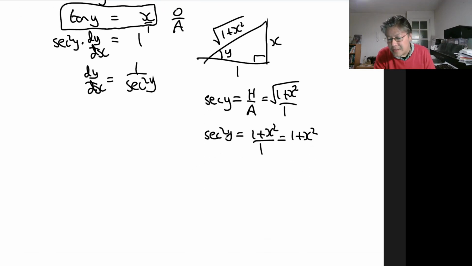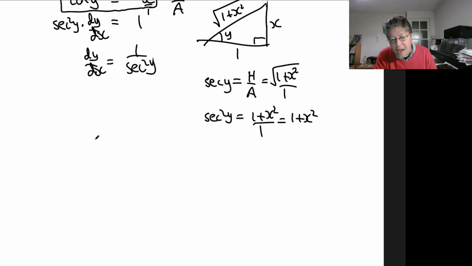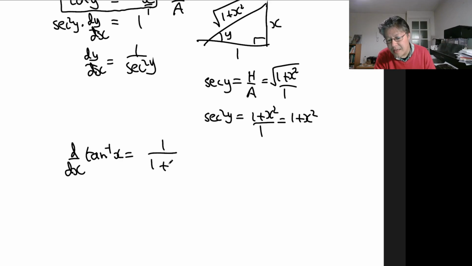And now that we've got sec squared y, we can sub it in. I'll also replace the y with tan inverse x, which is what we had here. So the final answer is d by dx of tan inverse x is this 1 over sec squared y, but we're going to replace that with 1 plus x squared. So it's 1 over 1 plus x squared. And that's the derivative of tan inverse x in terms of x.